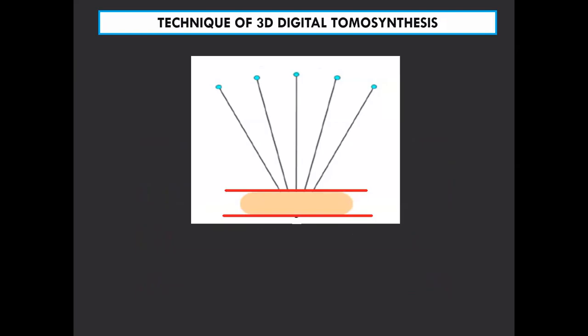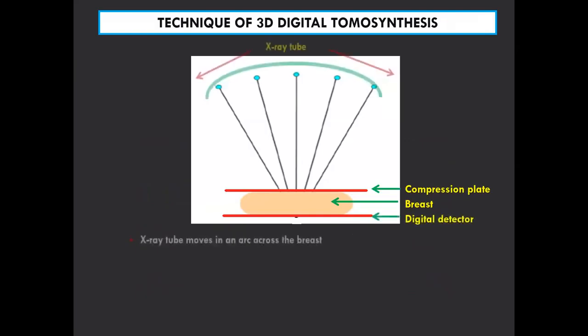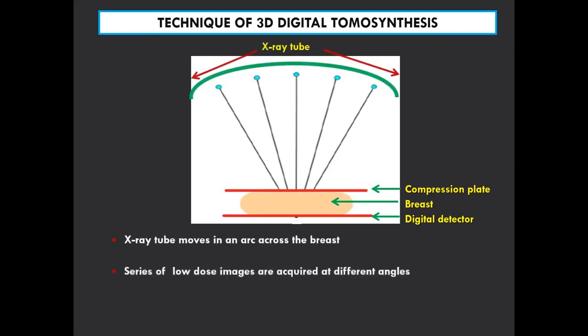The principle of 3D digital tomosynthesis is more or less like a mammogram, where the breast is placed between the compression plate and the digital detector. But what's different from a mammogram is that the X-ray tube moves in an arc across the breast, taking a series of low-dose images that are acquired at different angles.